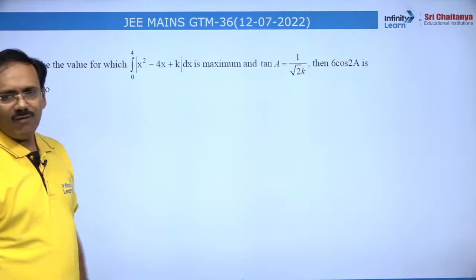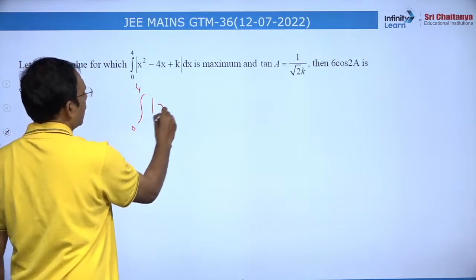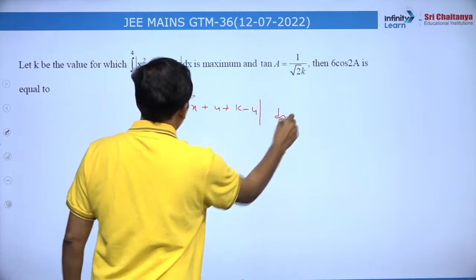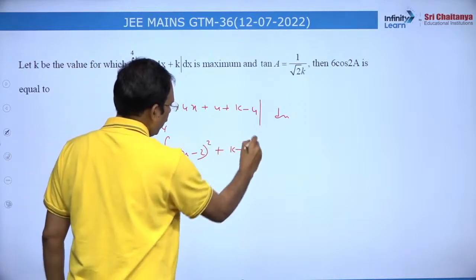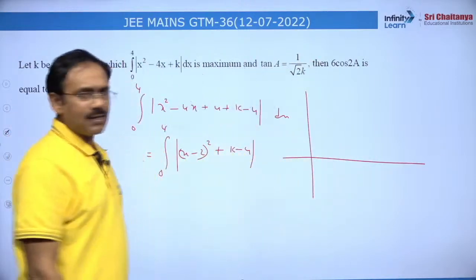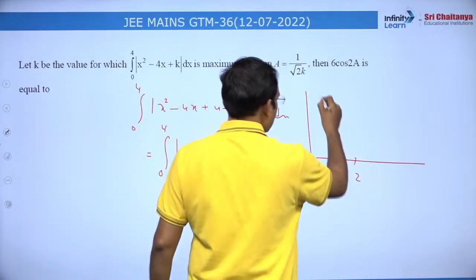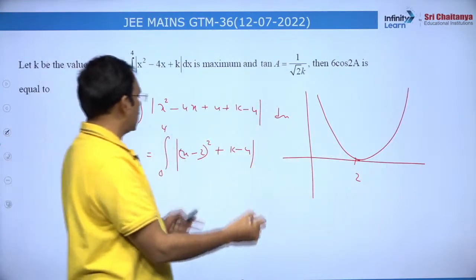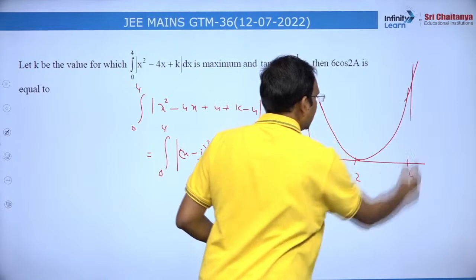Next, in fact, my dear friends, there is some ambiguity in this question. This is the integral of mod of x square minus 4x plus 4 plus k minus 4 dx, right, which is the integral from 0 to 4 of mod of (x minus 2) whole square plus k minus 4. See, my dear friends, these are the coordinate axes. Suppose k is 4, it is going to be (x minus 2) whole square, which will be like this. So the area, the modulus of this, is this itself. Between 0 and 4 you will get some area like this, this is 0, this is 4.